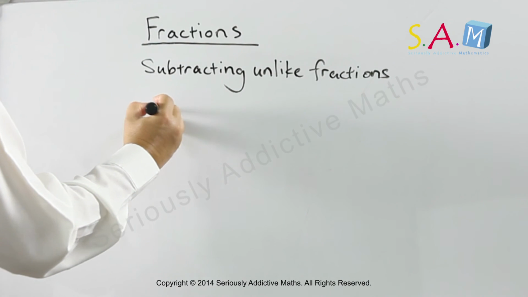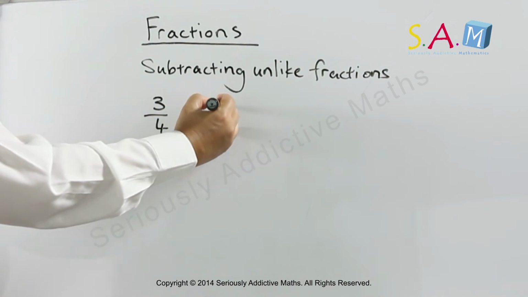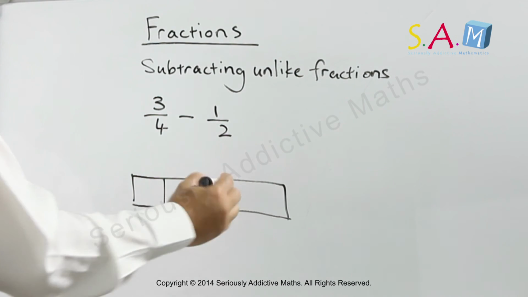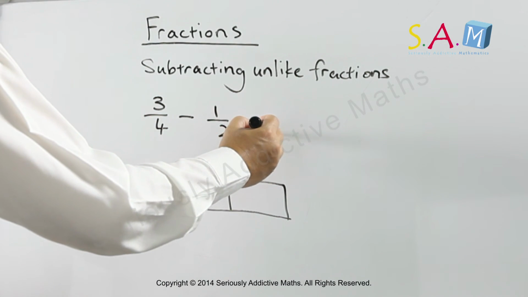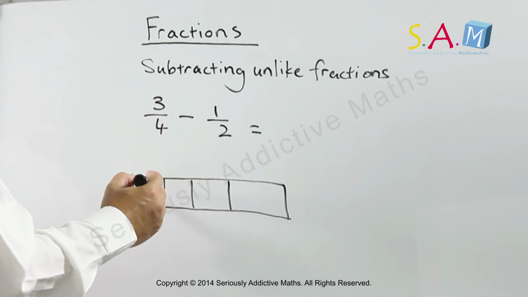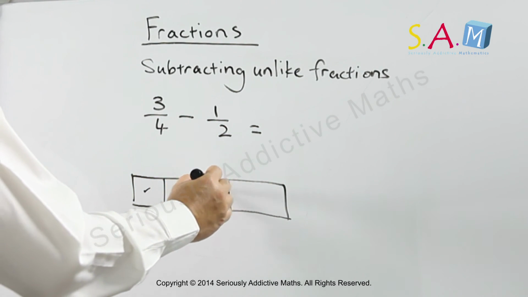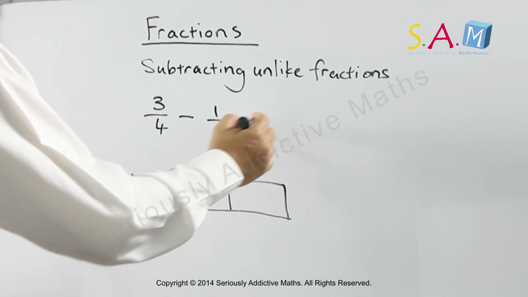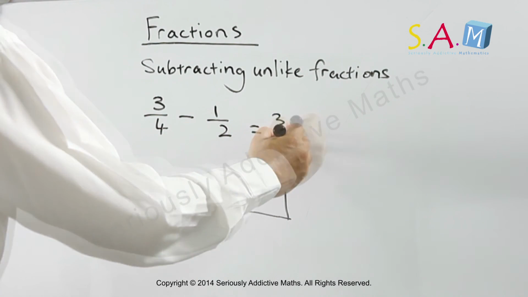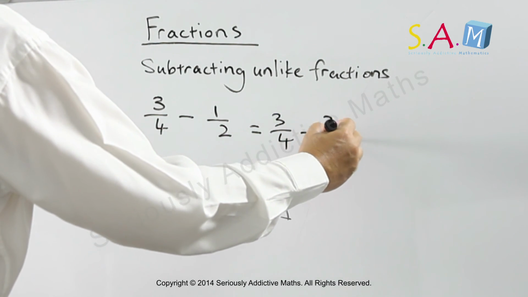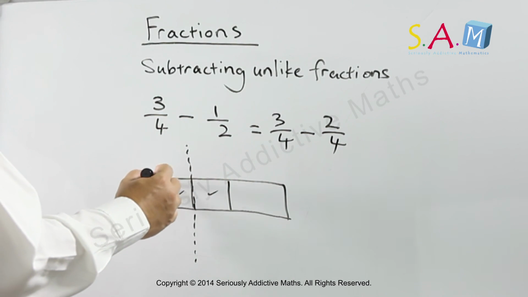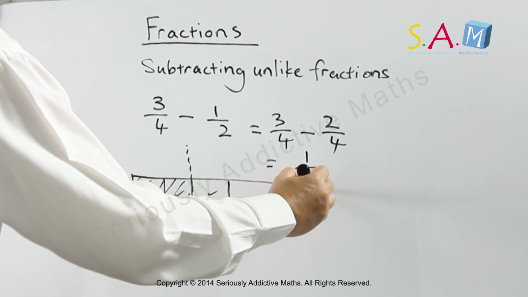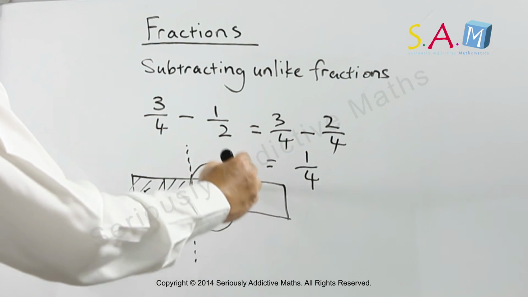For example, 3 quarters take away half. What is half? 1, 2, 3, 4. This is the same as saying 2 quarters. 3 out of 4 take away half, and half is 2 out of 4. So we're going to take this away. It's going to be 1 out of 4. This is what we have now.